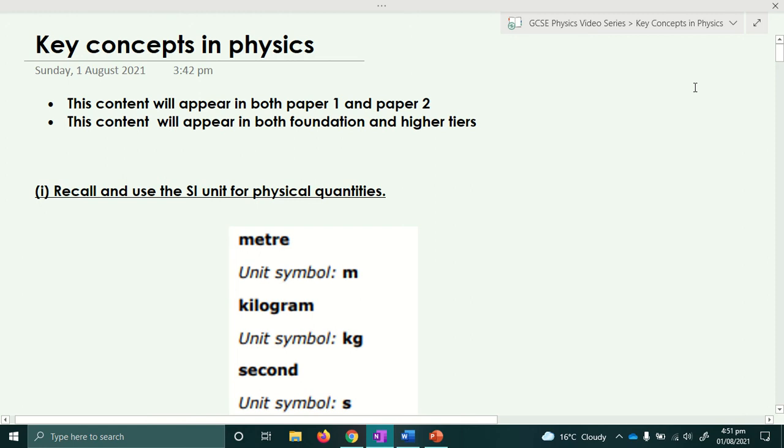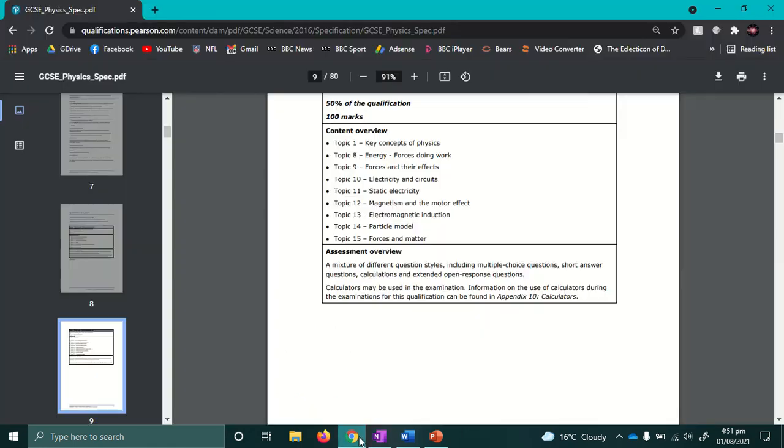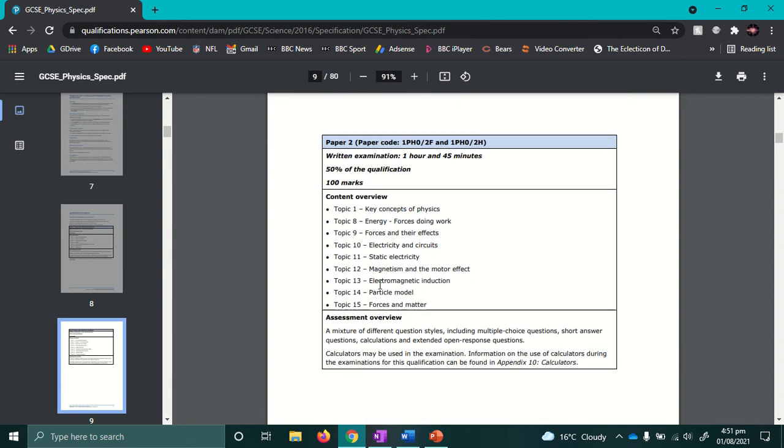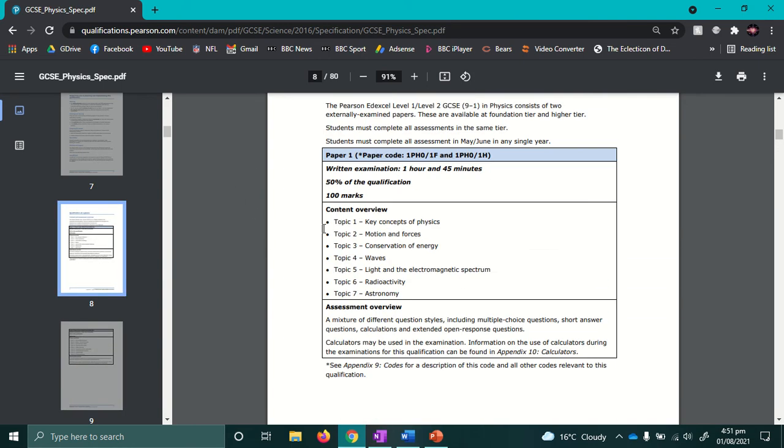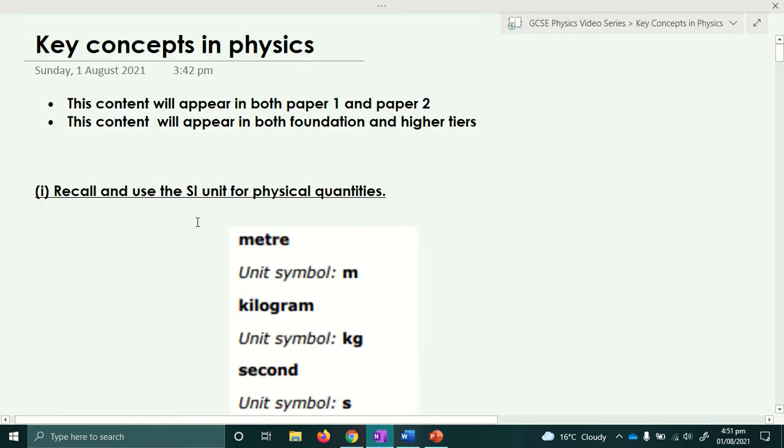So we're going to start off with section 1 from the specification. These sections are all named after what they are in the actual specification made by Pearson Edexcel. So we're going to start off with topic 1, key concepts in physics. This is the only topic which is in both of the exam papers, because it's just some very fundamental skills that get used throughout all areas of physics. So let's get stuck in.